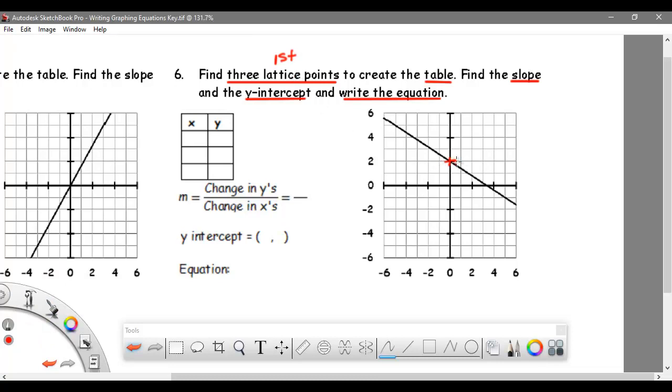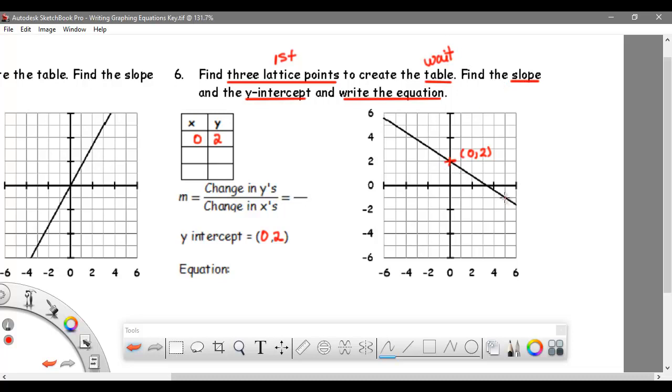Okay, so the first thing, let's find our lattice points. The easiest one to find is the y-intercept. You can see that's where the line intersects the y-axis, and it looks like it's at (0, 2). So right off the bat, I fill in that first value in my table, and I know that's the y-intercept because that's a 0 for the x, and that number will be the y-intercept for the y point. Now we're going to wait on making the table.